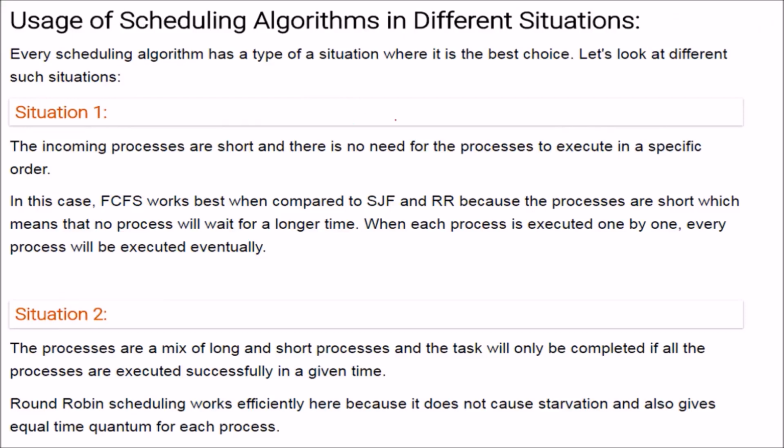So let us see in which situation you have to use what. Situation 1: the incoming processes are very short and there is no need for the processes to execute in a specific order. In this case, which one is the best scheduling algorithm? FCFS. This works best as compared to SJF and RR because the processes are short, which means no process will wait for a longer time. And when each process is executed one by one, every process will be executed eventually.